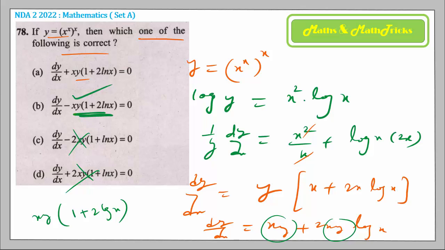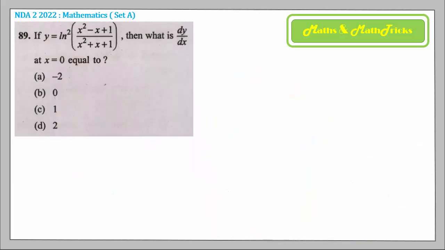Minus xy is definitely there because it was on the RHS and you are bringing it to the LHS. The positive term is becoming negative. So the right option to this particular question is option B only. Alright, coming on to the next question now.